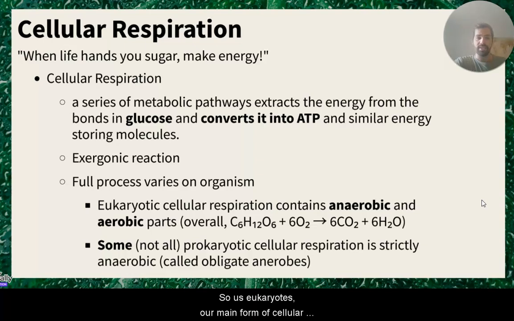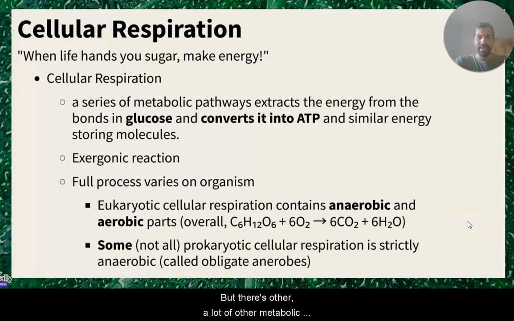So us eukaryotes, our main form of cellular respiration has two different parts. There are the anaerobic steps, the steps that don't require oxygen, anaerobic meaning without oxygen. And there are the aerobic steps, the parts of respiration that require oxygen. So overall, our aerobic cellular respiration has this equation of 1 sugar plus 6 oxygens. In the very end of a long chain of processes that we'll get into, you release CO2 and water.